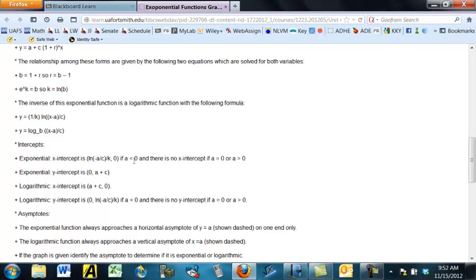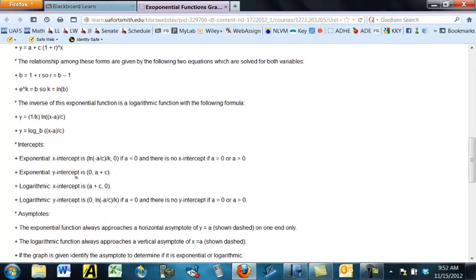So, for example, if a is negative and c is positive, then this will work. Or if a is positive and c is negative, that'll work. But if they're both positive or both negative, then it's not going to work. So that sometimes happens, sometimes doesn't.